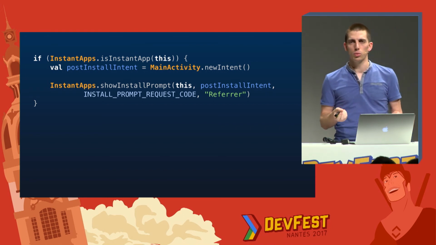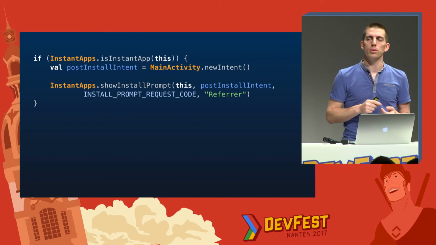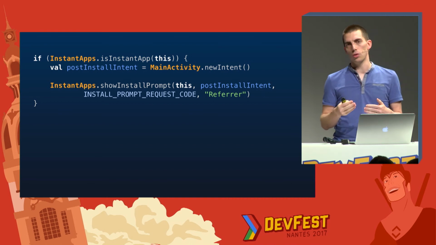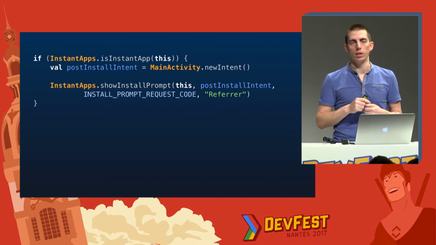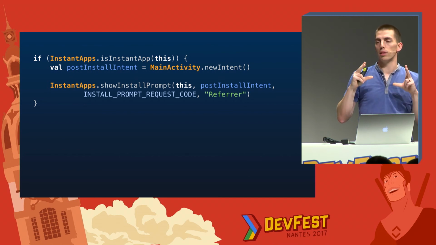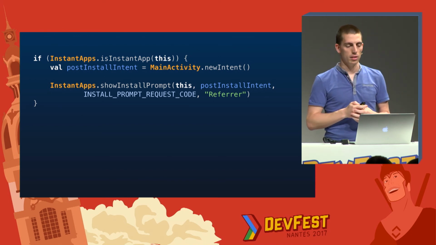instantapps.showInstallPrompt. And this will display exactly, I don't know if you're familiar with this, on the web, sometimes, if there is a web application that is associated to a native application, you may be able to install an application directly from Chrome, and it displays a dialog. This is the exact same dialog that gets displayed in this case.